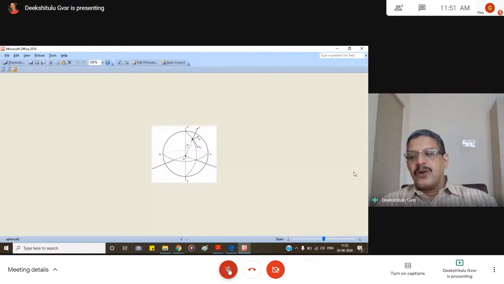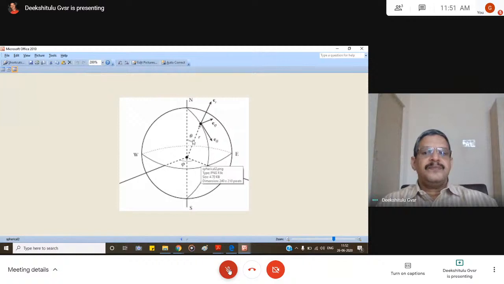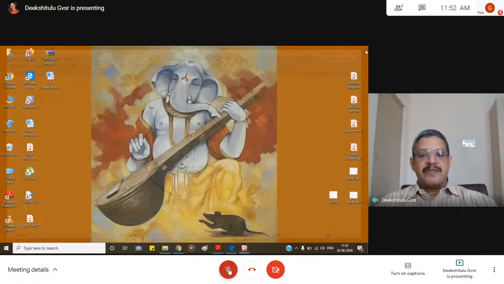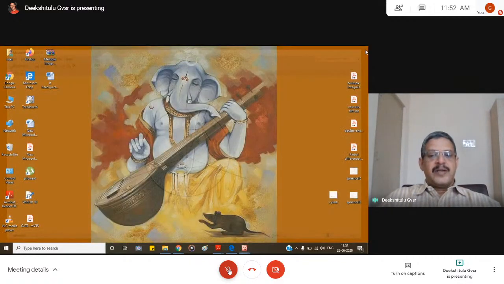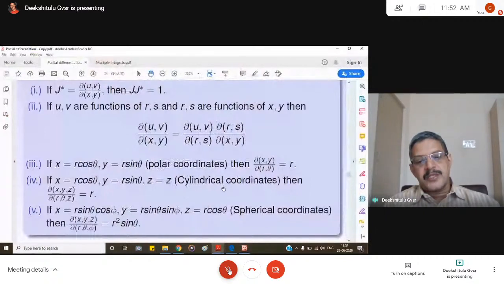That's why this system is called the spherical coordinate system. This is what happens. So this is theta, this is phi. When phi rotates by 2 pi, we get this circle. When theta changes from 0 to pi, we get this semi-sphere, and when this semi-sphere is rotated by 2 pi, we get the complete sphere. This is what we have to understand from the spherical coordinate system. So when we change from Cartesian coordinates to spherical coordinates, your Jacobian becomes r square sin theta. This is a very important idea in multiple integrals also.